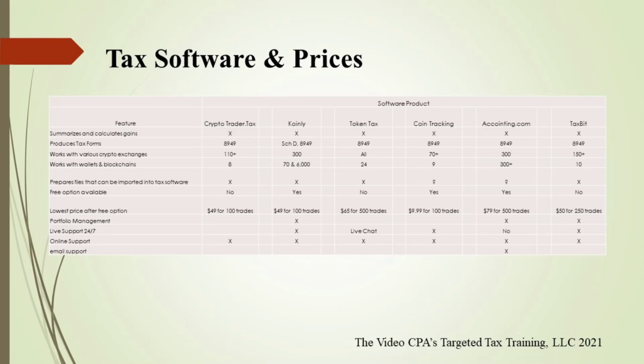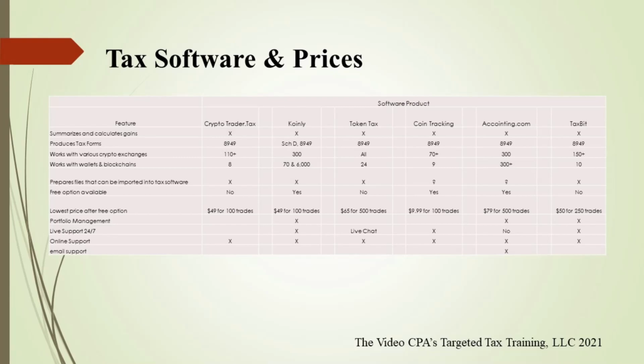So if you look at all the features that I've mentioned, most of these will have all of them: summarize, calculate gains, tell you whether it's long-term or short-term. All right, you don't have a problem with that. Some of them produce an 8949. Now, I don't think that's that big a deal. I mean, it's nice, I guess. If you get an 8949 and it's summarized all your data, then if you have to put it into your tax return software, you can do that.